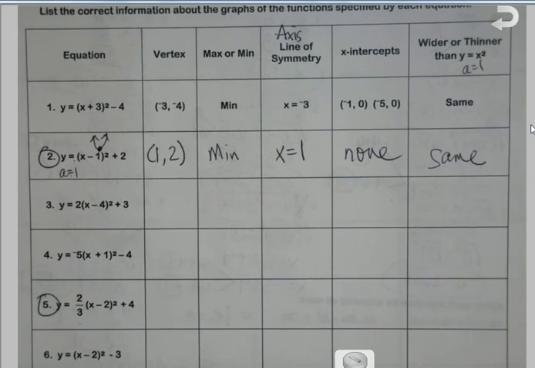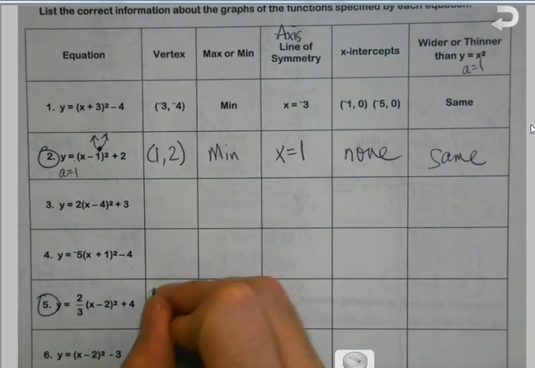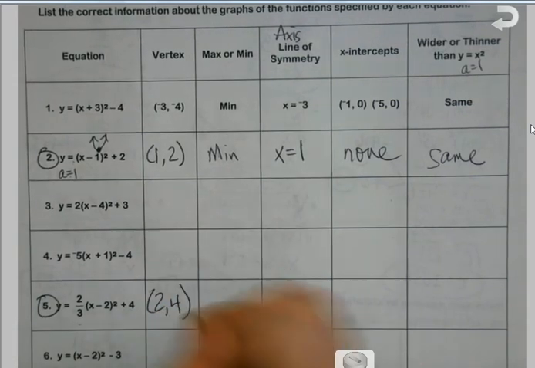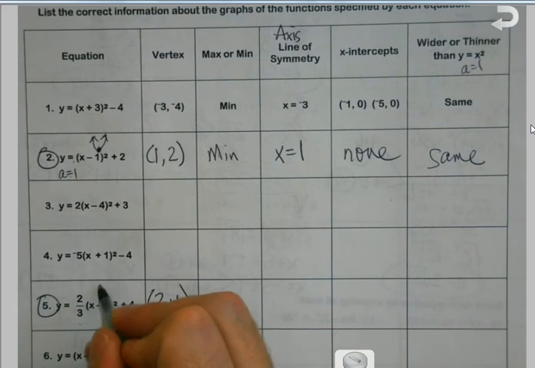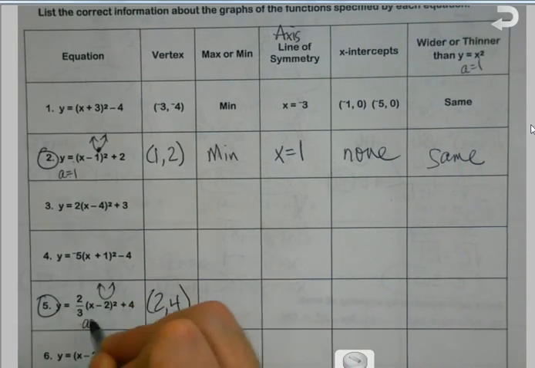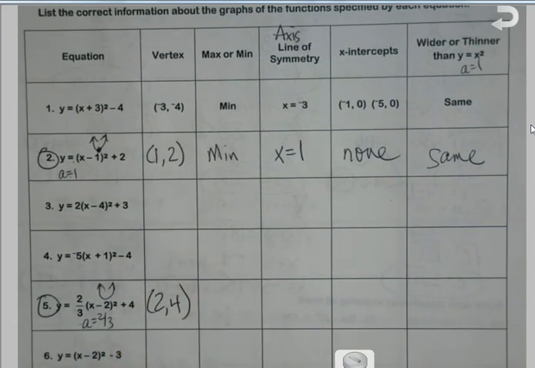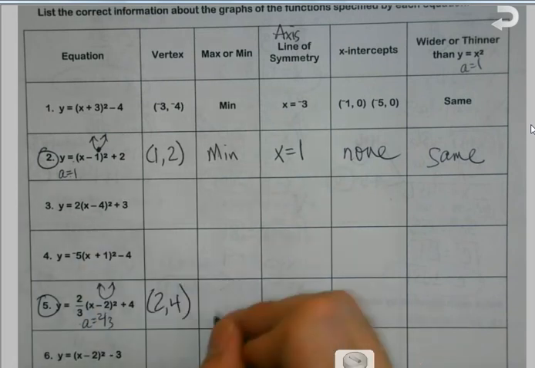So now let's see here. Let's answer the questions again here for 5. What's my vertex in 5? 2, 4. Up or down? Up, because my a value is 2/3. So we said before, up means a min.